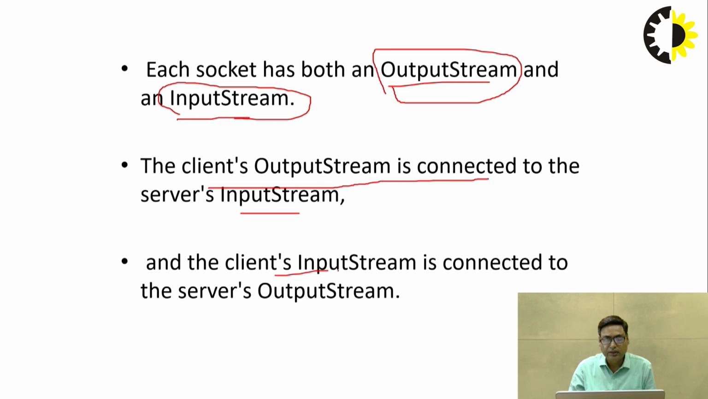Similarly, the client input stream is connected to the server output stream. If the server wants to send a message to the client, the server will write something to the output stream, and because it is connected to the input stream of the client, the client will read the message.